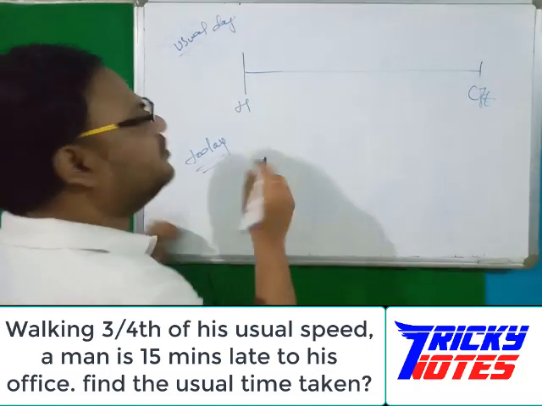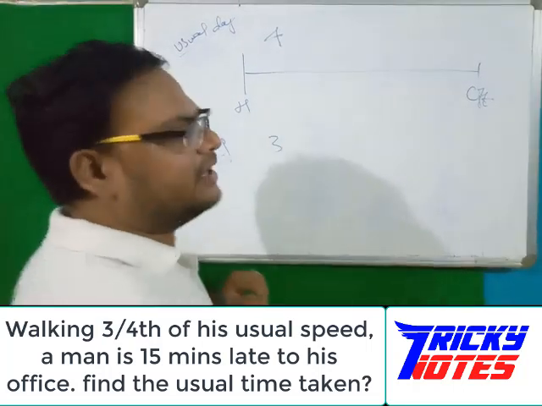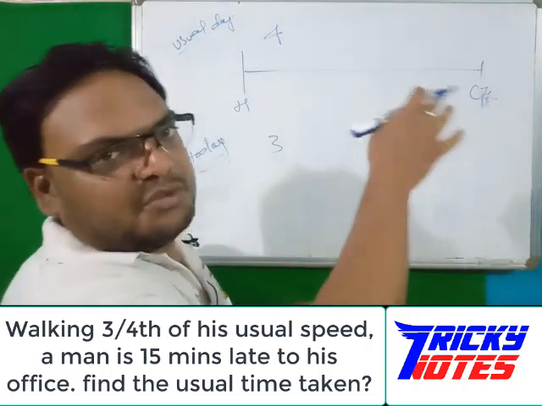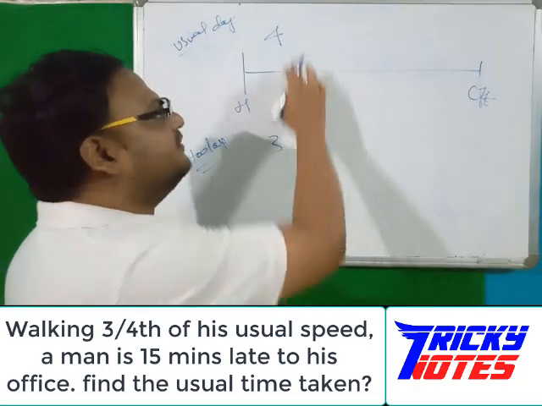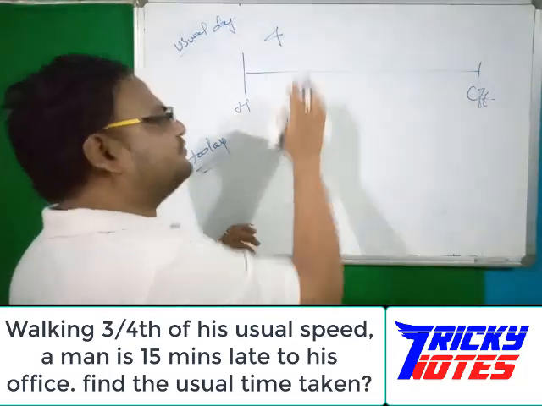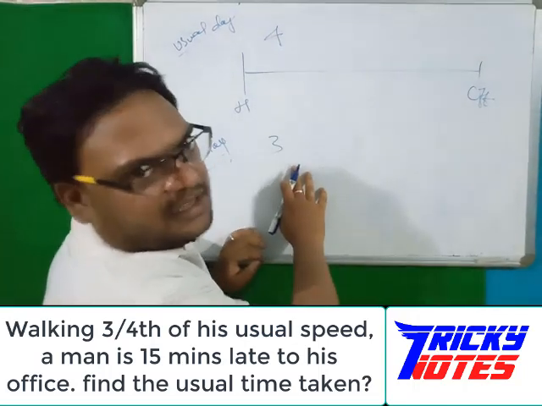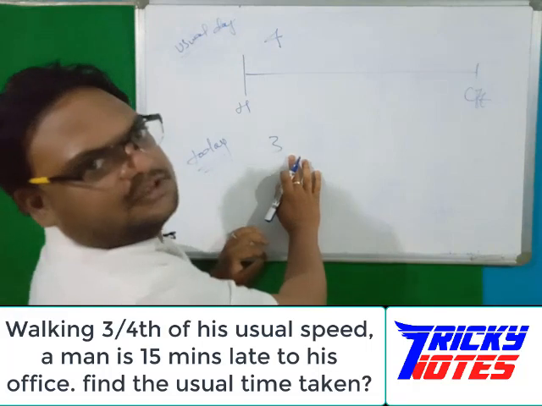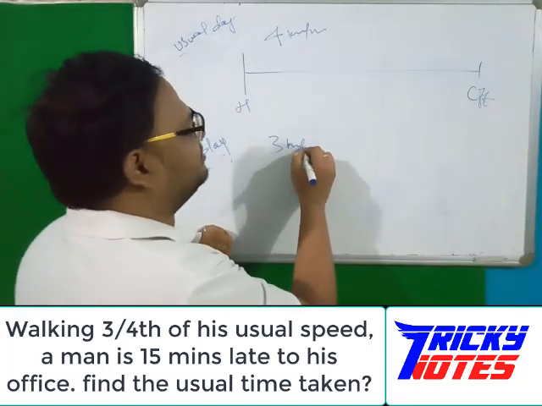Okay. So usually he was walking at 4. Today he was walking at 3. This can be 4 kilometers. This can be 400 kilometers. This can be 40 kilometers. Accordingly, if this is 40, this is 30, this is 4, this is 3. If this is 400, this will be 300 kilometers per hour. So the ratio is 4:3. So let us assume this is 4 kilometers per hour, this is 3 kilometers per hour.